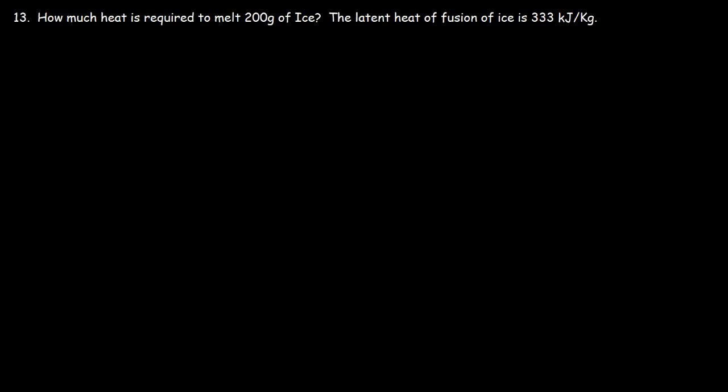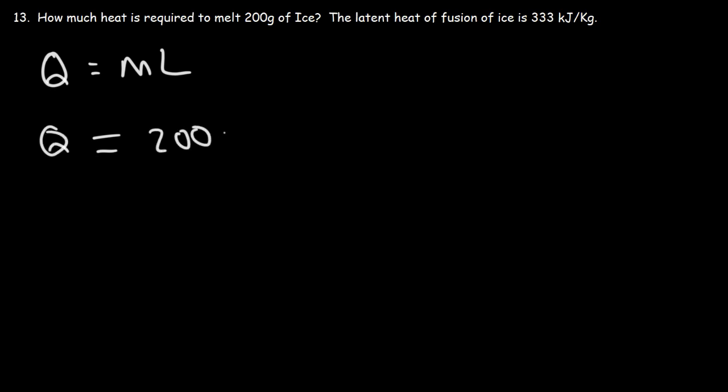Number 13. How much heat is required to melt 200 grams of ice? The latent heat of fusion of ice is 333 kilojoules per kilogram. Whenever there's a phase change, in this case, ice is melted into liquid water, to calculate the heat associated with such change, you could use this formula. It's basically the mass times the latent heat of fusion. Now, the latent heat of fusion doesn't have the unit grams, it has kilograms. So we need to convert grams to kilograms.